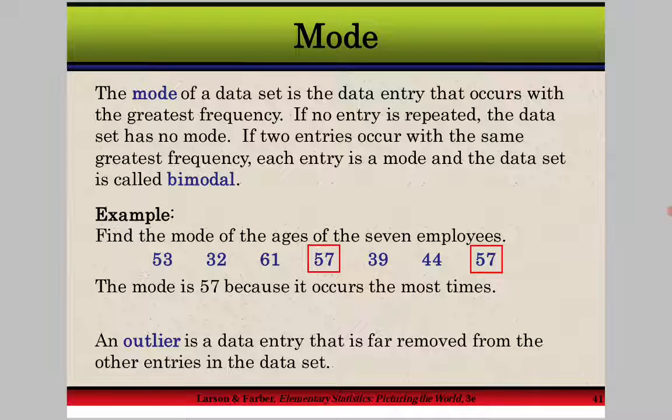So an outlier is a data entry that is far removed from the other entries in the set.